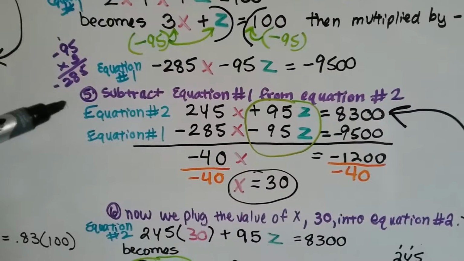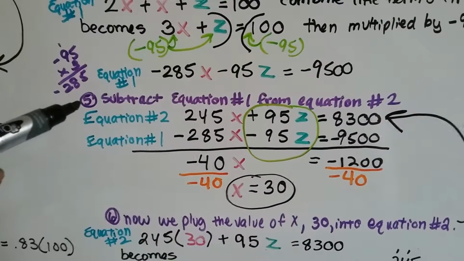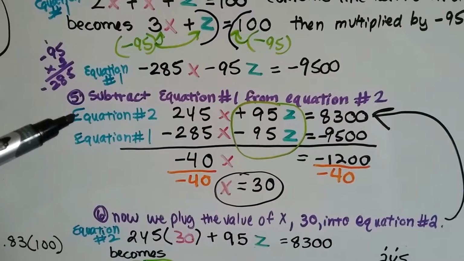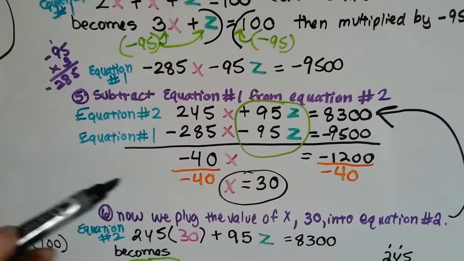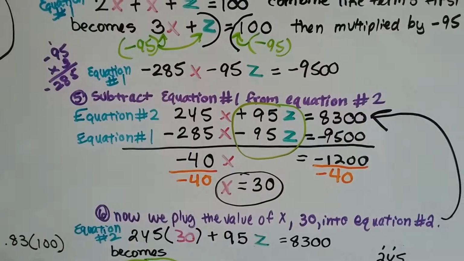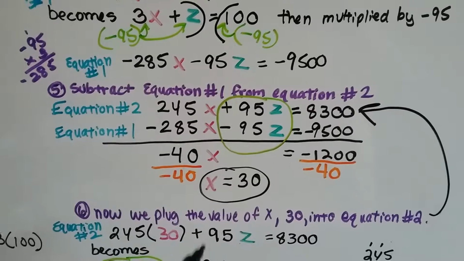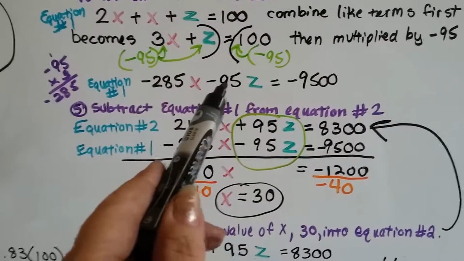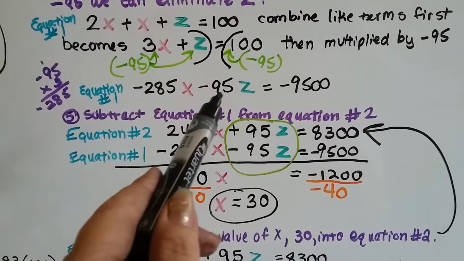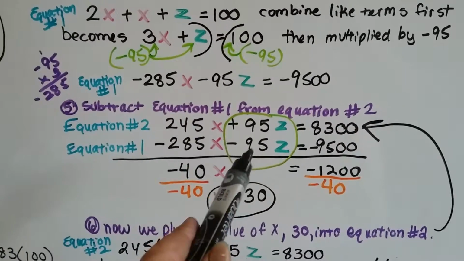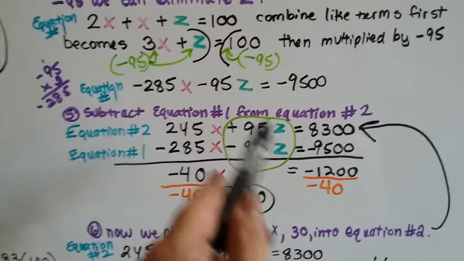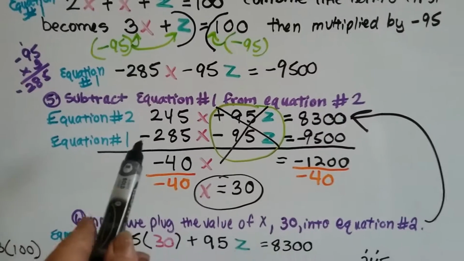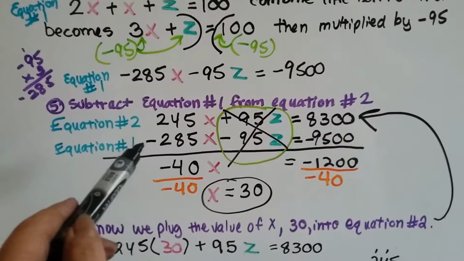Now the very next thing we're going to do is subtract. This is the 5th step. We're going to subtract equation 1 from equation 2. So here's equation 2, and here's equation 1. We're going to take equation 1 away from equation 2, okay? Because we multiplied equation 1 by negative 95, that plain old z became a negative 95z. Now, when we put it underneath equation 2, look what happens. We can eliminate it, can't we? So now it's gone. So now we have 245 minus 285.